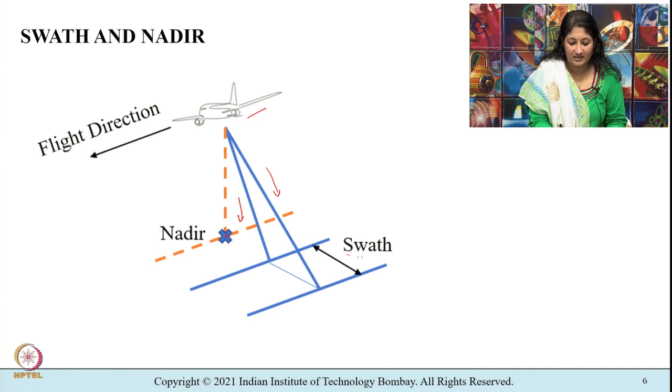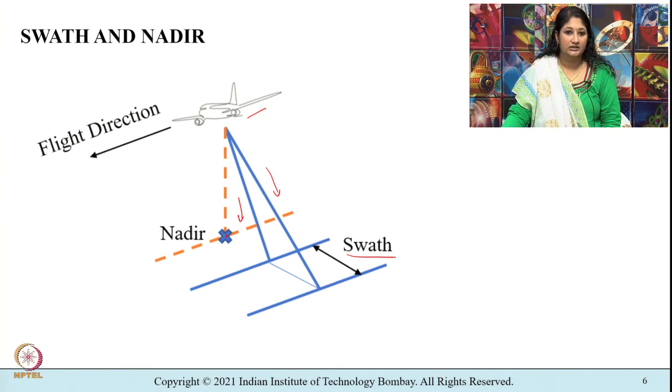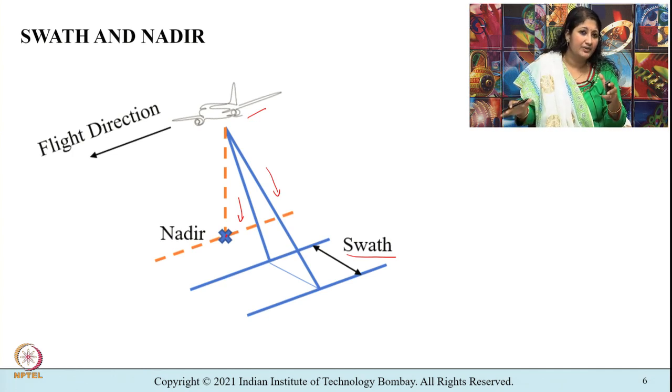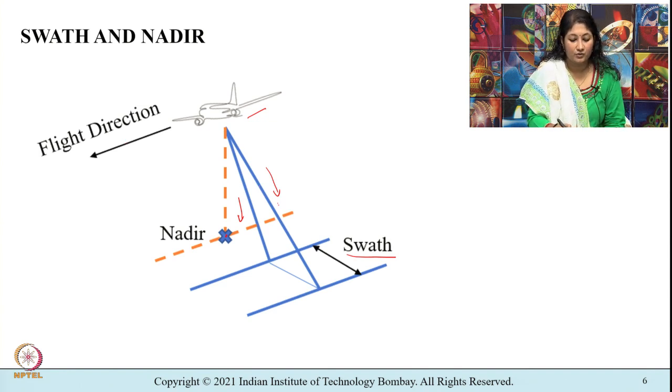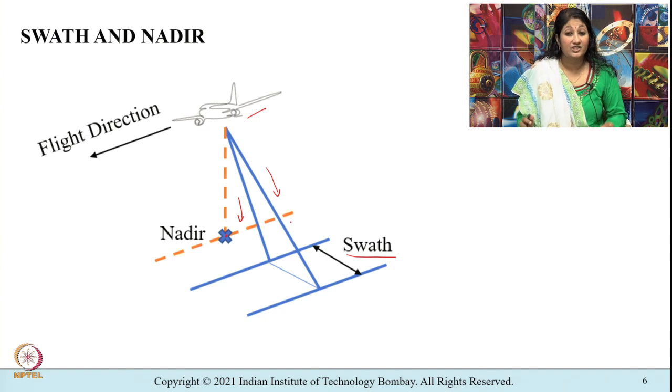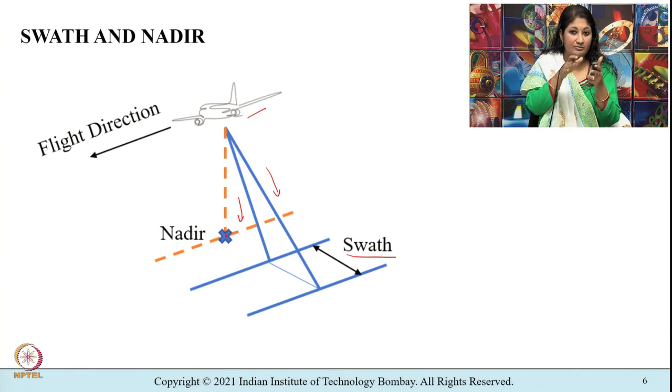You see something marked as swath here, isn't it? The microwaves, as I mentioned earlier, are being transmitted sideways to the direction of flight. So, that flight direction is indicated here, and this shows the direction in which microwaves are being transmitted. That is, they are not transmitted perpendicularly in the nadir direction, but sideways to the direction of flight, illuminating a swath. So, what is swath?